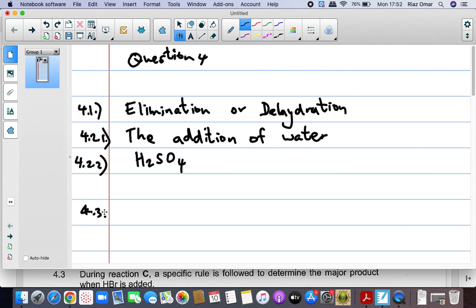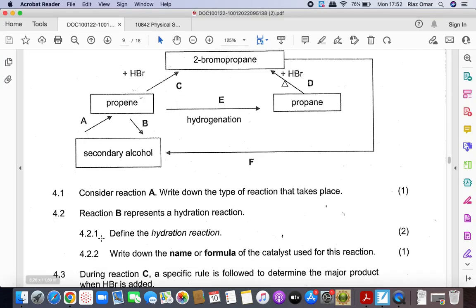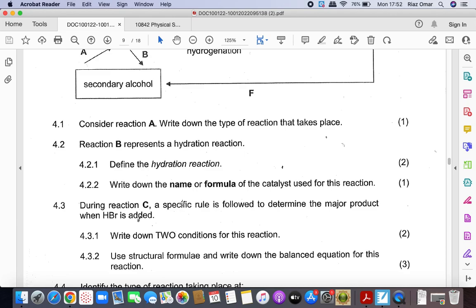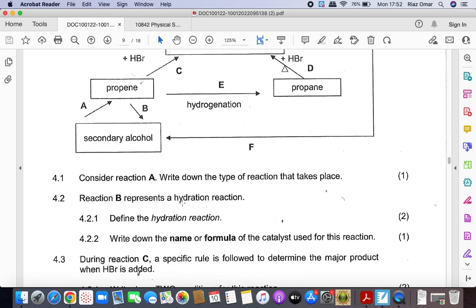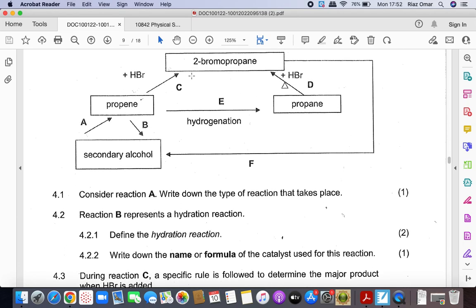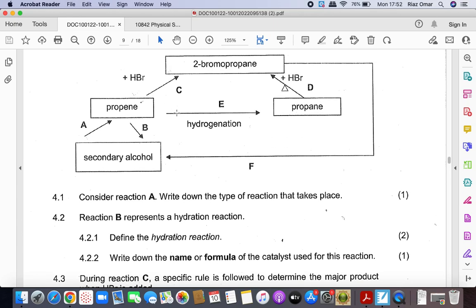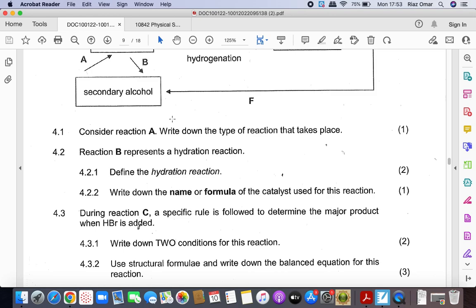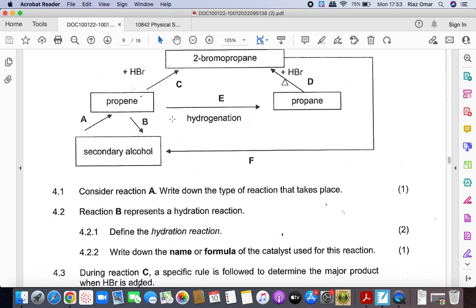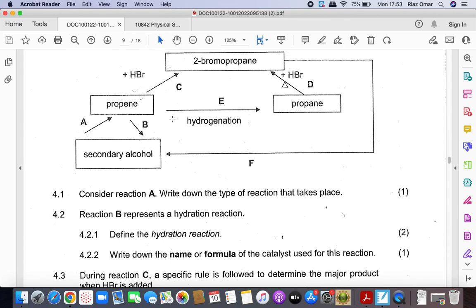4.3. During reaction C, where's reaction C now? Propene is becoming 2-bromopropane. Okay, so what is happening there? Again, an addition reaction is taking place. Write down 2 conditions of this reaction. So we can see you cannot add water, and then you must add a strong acid as a catalyst. You need to know that from your theory.